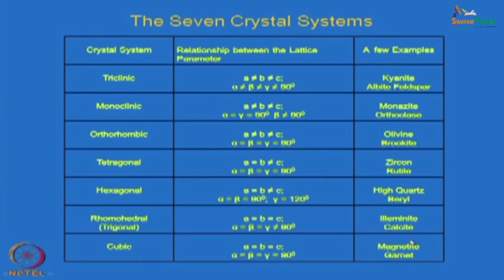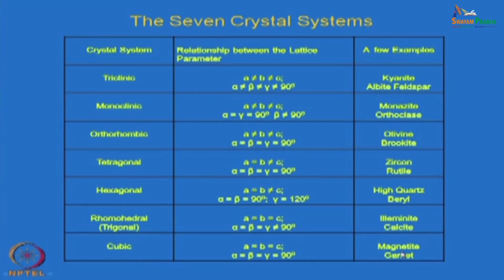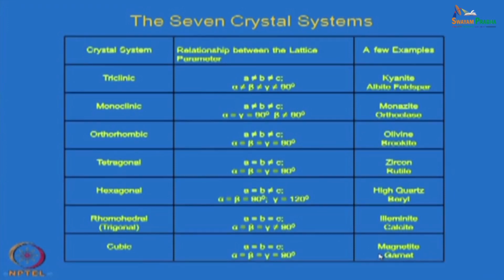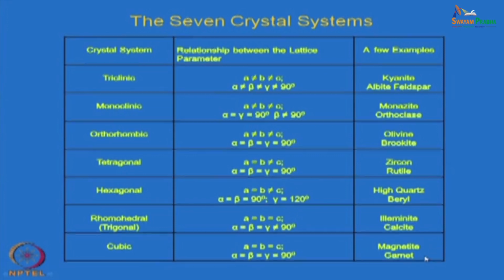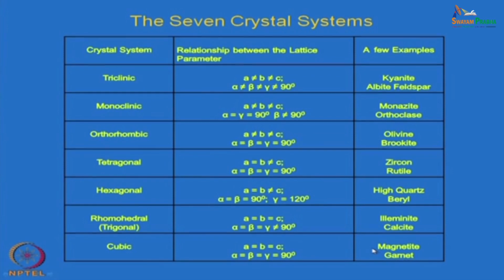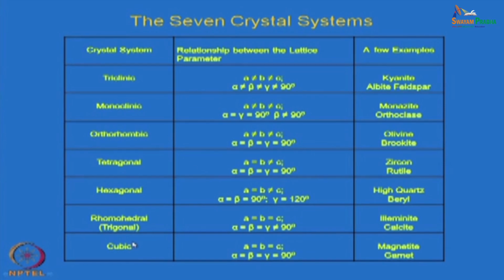So, there are many oxides, only two of them have been given here, magnetite and garnet. Garnet again has a general formula, there are many varieties of garnets. Okay, so those are the 7 crystal systems, and whenever we are discussing any crystal structure, it will be fitted into one of these systems.